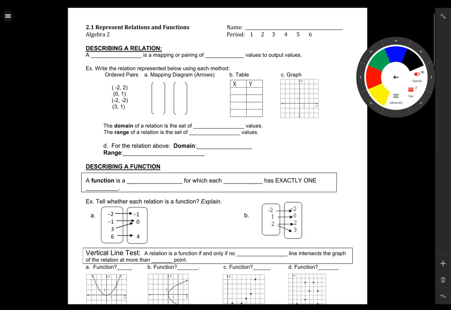Hello, Algebra 2 students. Today we are going to start Chapter 2. We are going to do 2.1 and 2.2 notes. 2.1 is called Represent Relations and Functions.